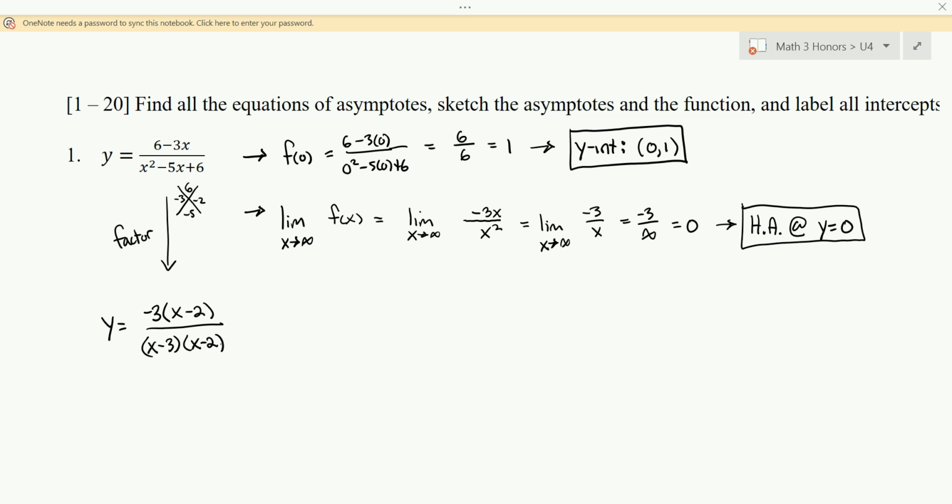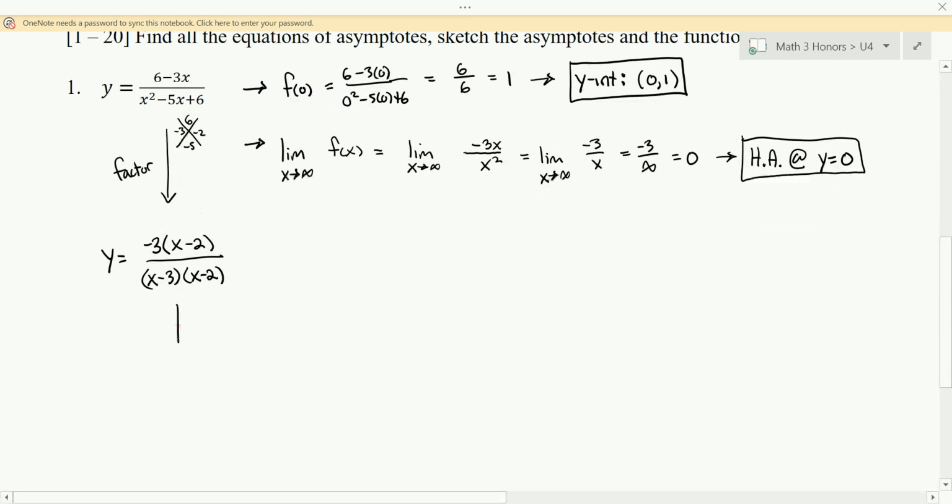So reduce it if you can, right? Sometimes they'll reduce, sometimes they won't. This one will. So we can get rid of the x minus 2. And when we reduce it, what's happening here, if you cancel out a factor or reduce out a factor here, that means there's going to be a hole in the graph at that point. And so I'll show you how to note that. So here's what it looks like when you've reduced.